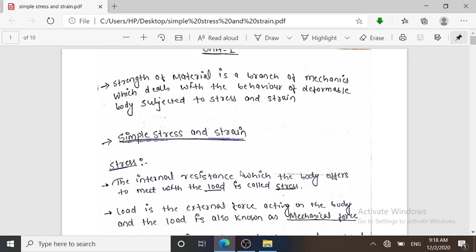The body offers this when it is subjected to the load. So the internal resistance which the body offers to meet the load, or to counter the load, to keep the body in equilibrium states. So if someone told you that the stress is the external load, no, it is an internal resistance which a body offers to counter the load.